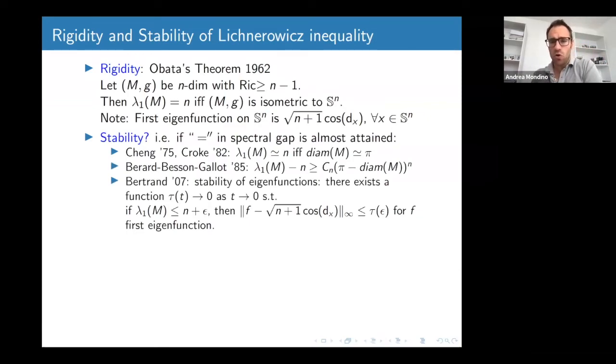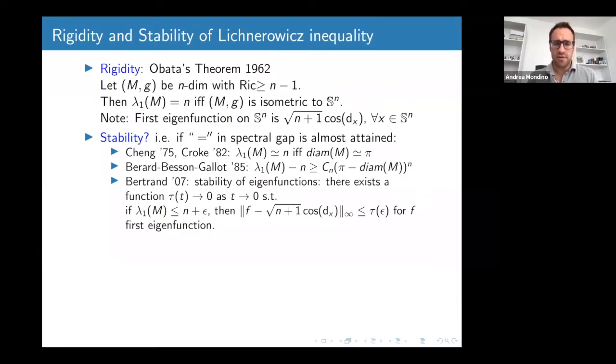And now what about stability? So stability means, again, what happens if the first eigenvalue of the manifold is close to n, which is the one on the round sphere? This was first addressed by Cheng and Croke, who proved a non-quantitative statement saying that if the first eigenvalue is close to n, well, this is equivalent to saying that the diameter must be close to pi, but without quantification, just an epsilon and delta statement. A quantitative statement was given by Bérard, Besson, Gallot in the same paper that I mentioned before, who proved that if the first eigenvalue is close to n, then the diameter of the manifold is almost maximal, almost equal to pi, with a quantitative inequality.